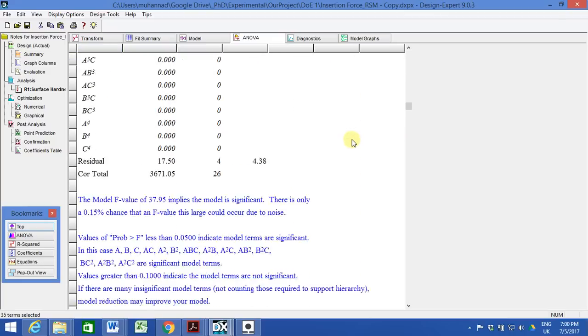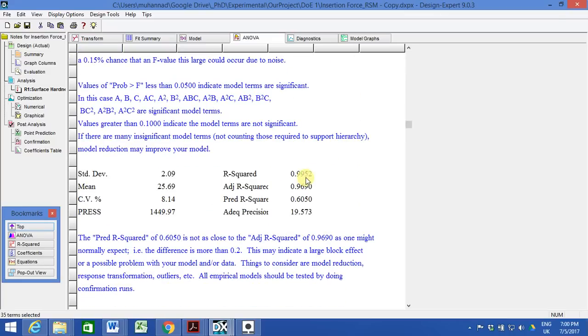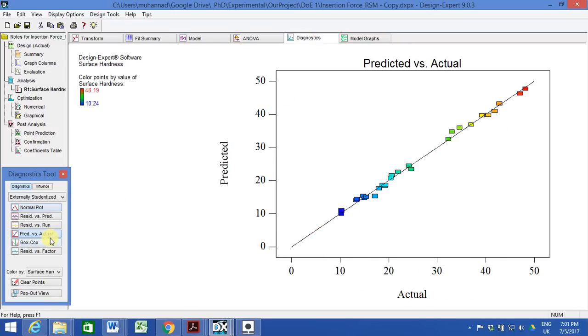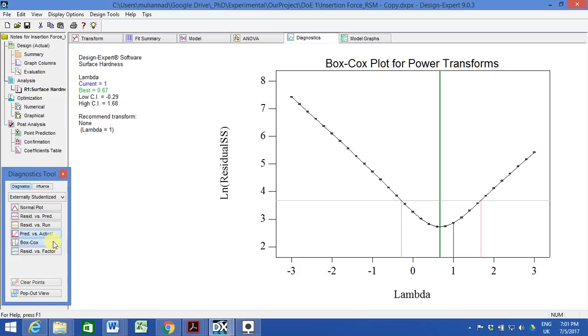The R square is not bad, but the difference between the two R squares is more than 0.2. It's about 0.36. That's out of the recommendation, but the adequate precision ratio is still more than 4, around the same. And if we go to the scatter of the data, still good. And here, it looks maybe even better.